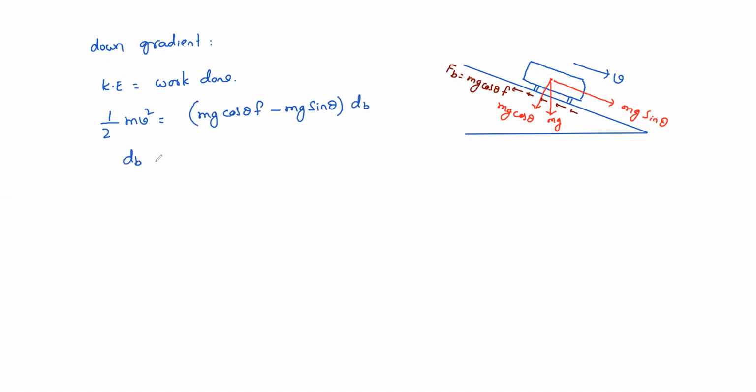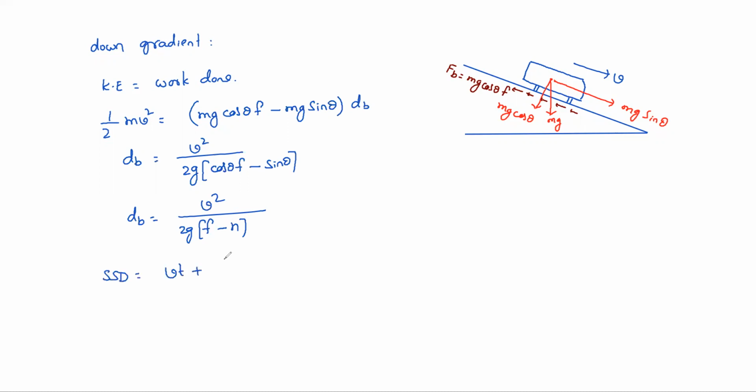So dB equals, m gets cancelled, v square by 2g cos theta into f minus sin theta. Of course, by approximation, we can take cos theta as 1. So f minus sin theta equals tan theta equals n. So f minus n. So now SSD equals Vt plus v square by 2g into f minus n. Okay, so like this.